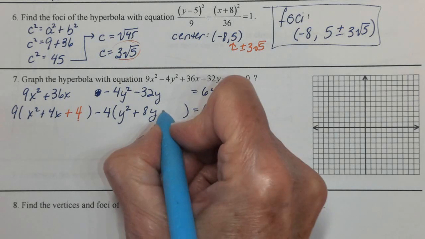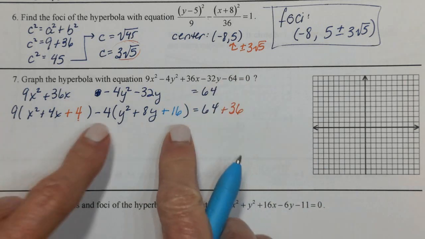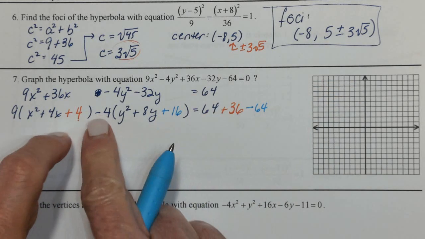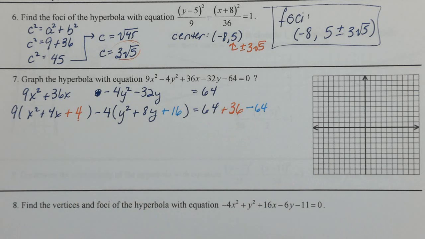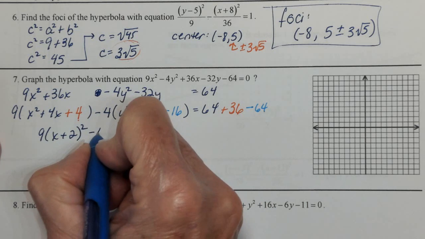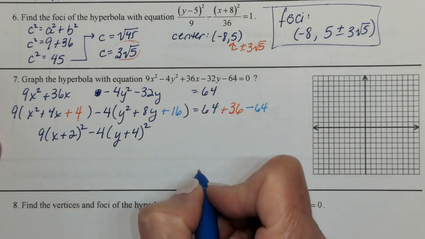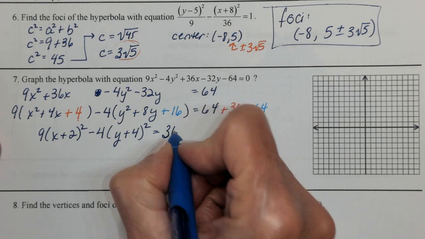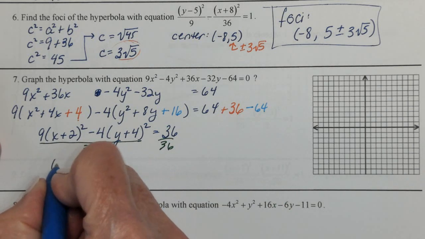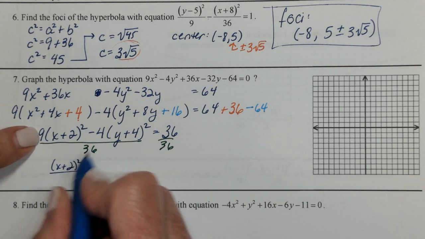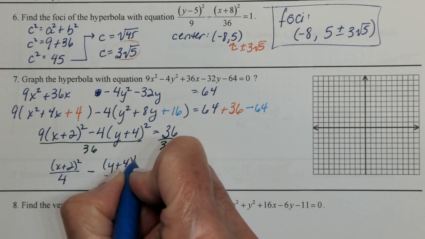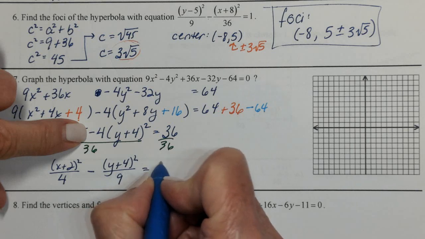Okay. For our y's, I'm going to add half of 8 is 4, squared is 16, but I'm actually subtracting 64. So I need to subtract 64. -4 times 16 is -64. I need to do that on both sides. So this will give me 9 times x plus 2 squared when we factor, minus 4 times y plus 4 squared on my y's is equal to 36. We divide both sides by 36, and we get x plus 2 squared over 4 minus y plus 4 squared over 9 is equal to 1.